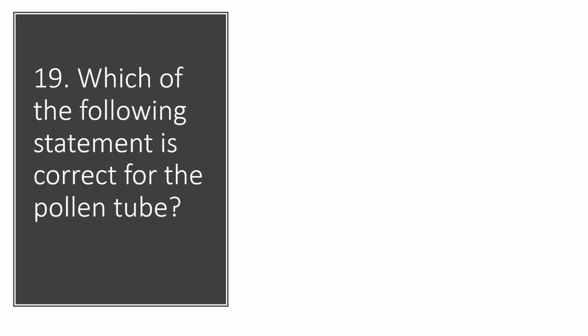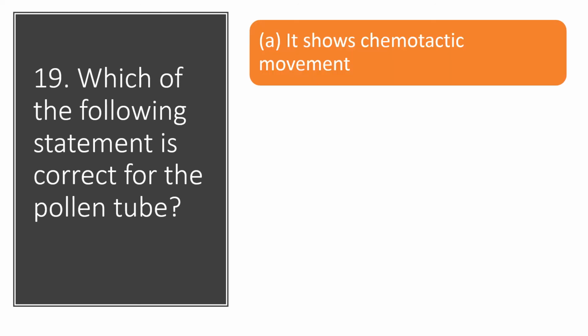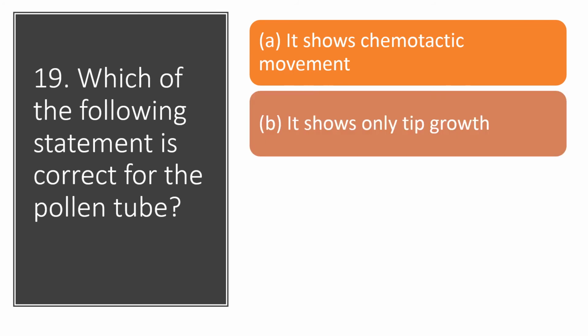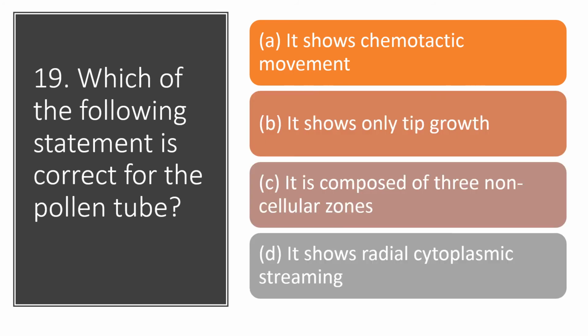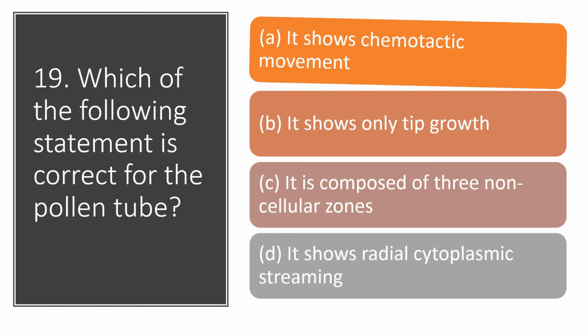Coming to the 19th question. Which of the following statements is correct for the pollen tube? A, it shows a chemotactic movement. B, it shows only tip growth. C, it is composed of 3 non-cellular zones. D, it shows radial cytoplasmic streaming. We know that the movement of the pollen tube depends on chemical nature, especially the calcium gradient. So option A is correct. It shows the chemotactic movement.